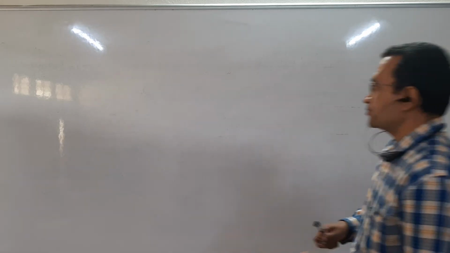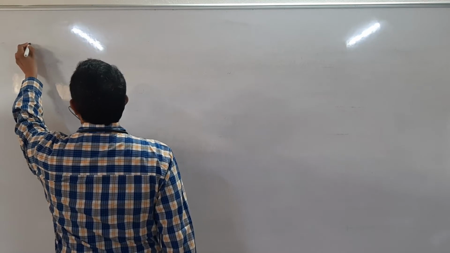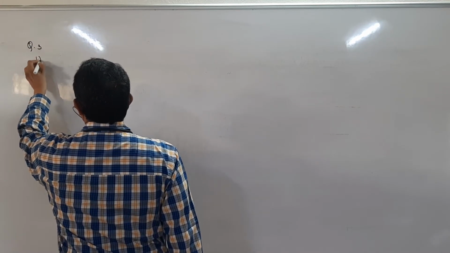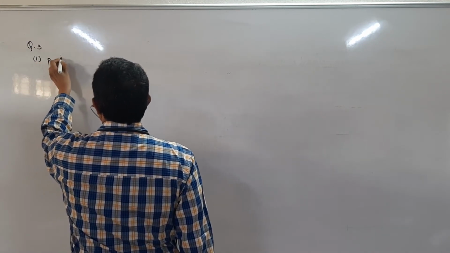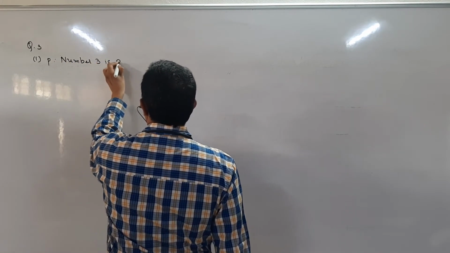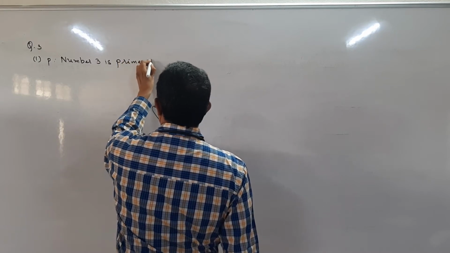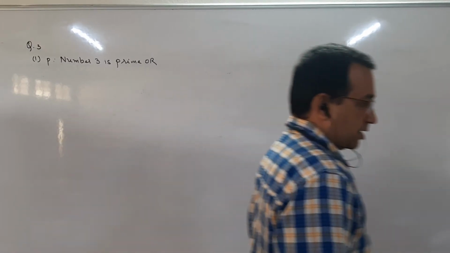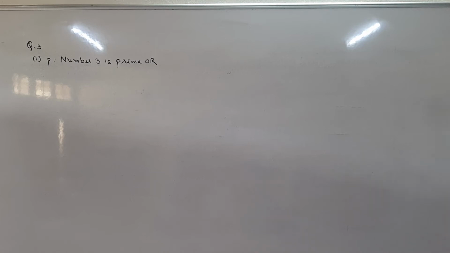Now, students, our question number 3. Find the component statements of the following compound statement and check whether they are true or false. Number 3 is prime or it is odd. Say, students, question 3, part 1, the given statement is: number 3 is prime or it is odd.